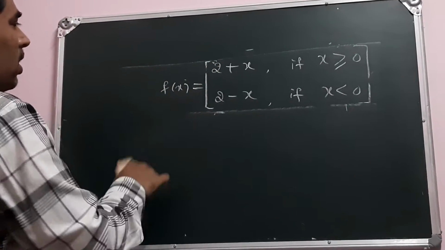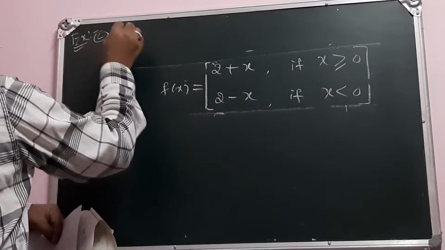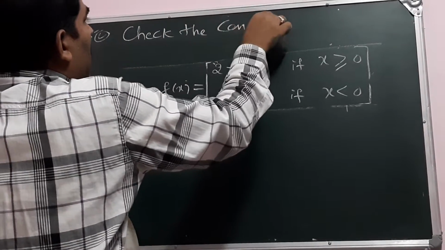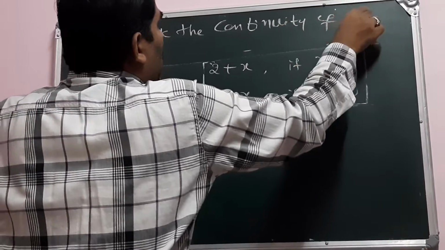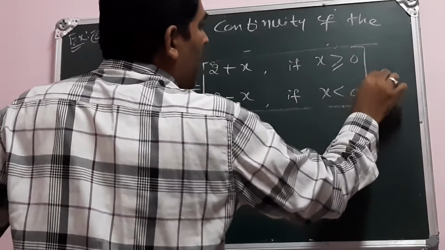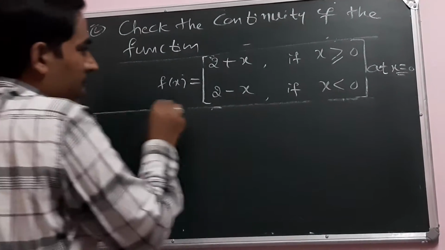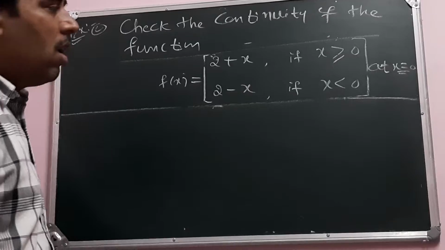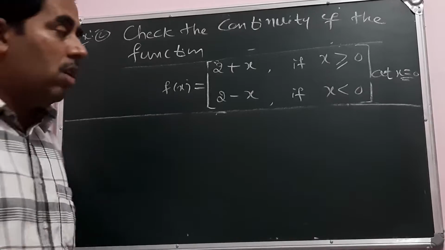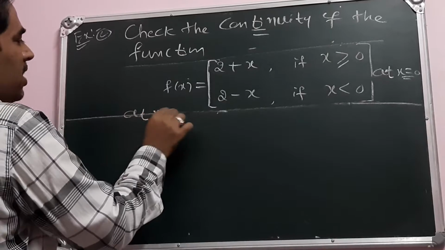So let us consider this another example here. Check the continuity of the function. See, same function at x is equal to 0. Let us take the same problem. Now let us check this continuity, not the differentiability. Just we have checked for differentiability, and the conclusion is it is not differentiable. So let's verify whether it is continuous or not. Check the continuity for the same function at x is equal to 0.